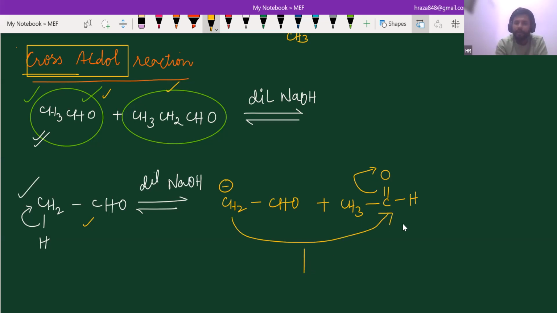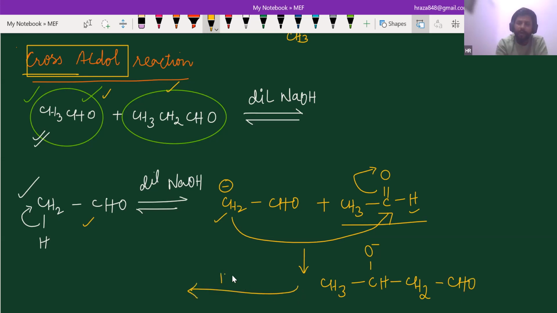So what will be the product? I'm going to write this part first. This will be CH3 and there will be O negative. I'm going to write it together, CH, and this attacked on that. So this will be CH2 and this is CH. And then after this, you are going to add H2O, H plus, OH minus. This H plus will directly go to this part and it will be CH3, CH, OH, and then this is your CH2, CH. So this is your aldol, yes or no? Are you getting my point?